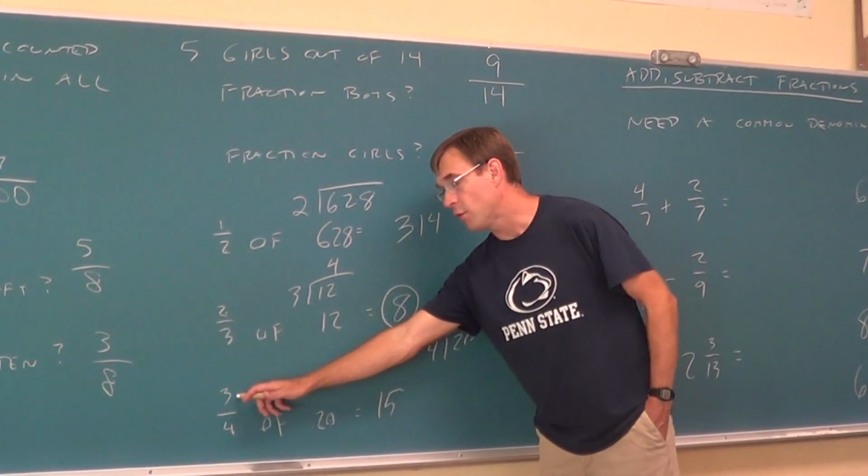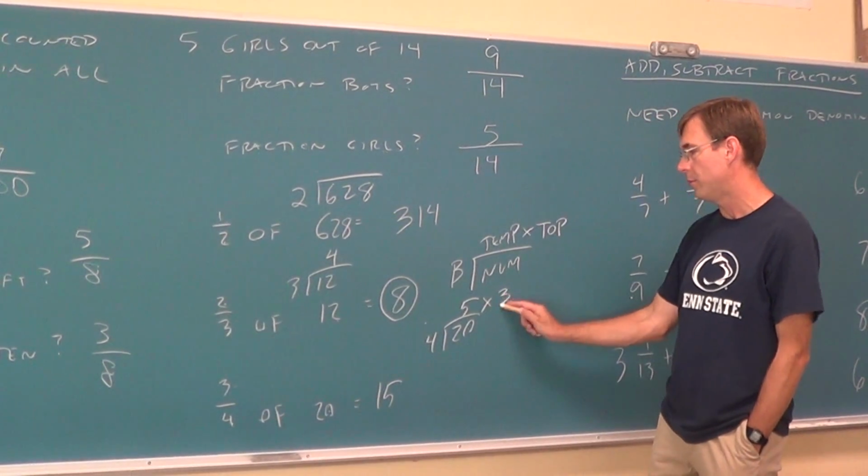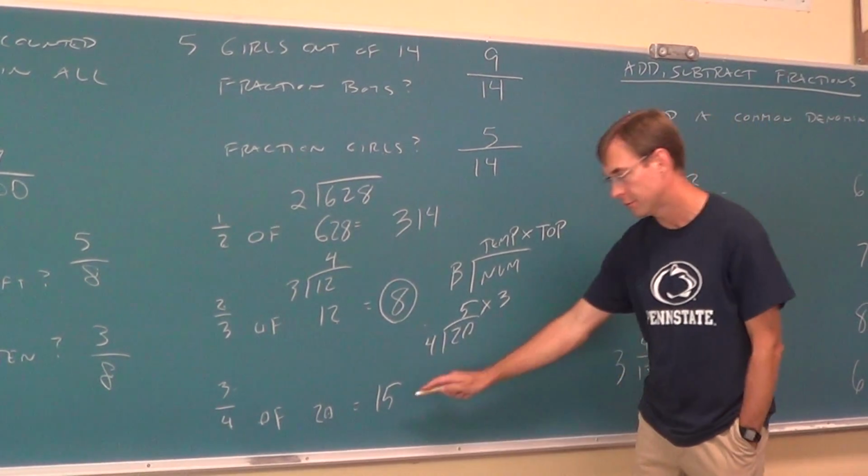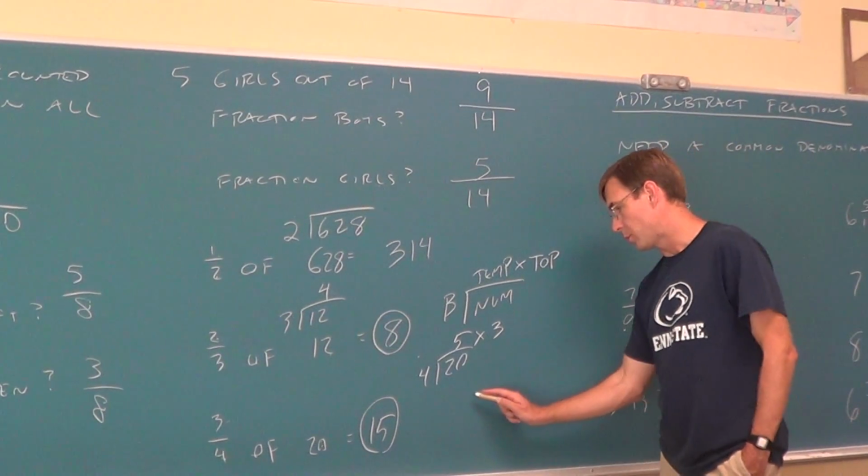Then if you get 3/4 of them, I hand you 3 of the stacks. We multiply the top. So 5 times 3, 15.